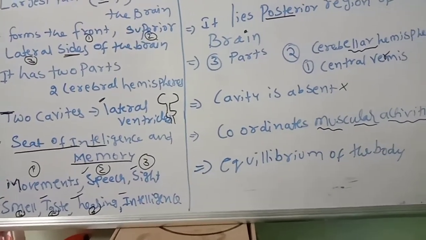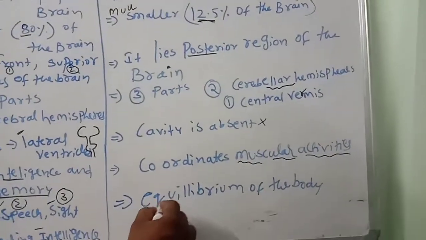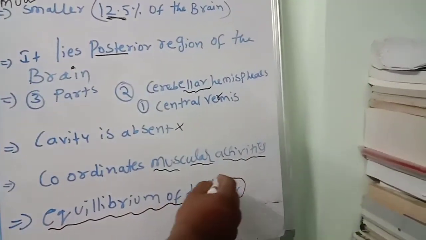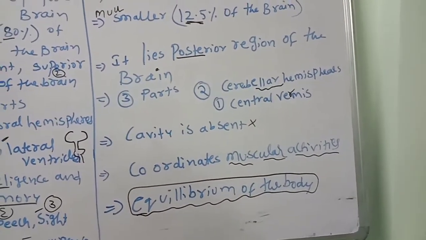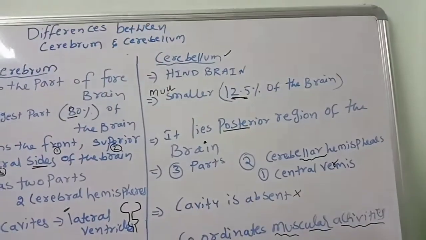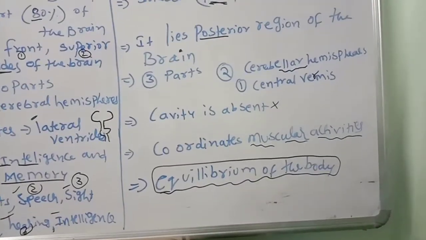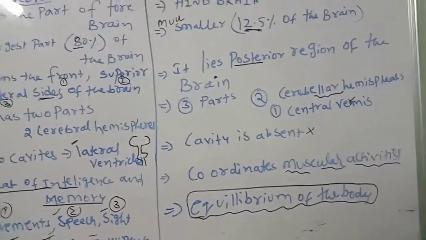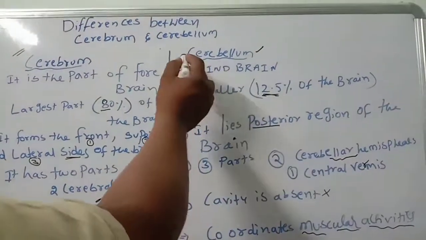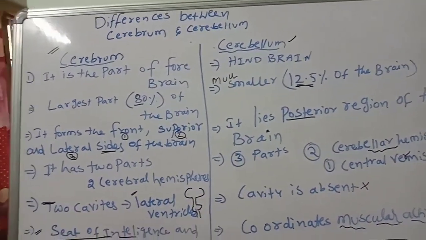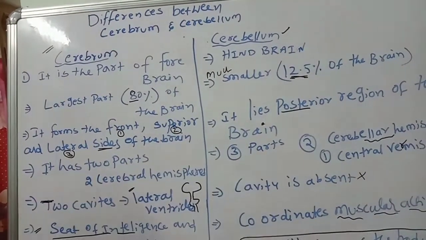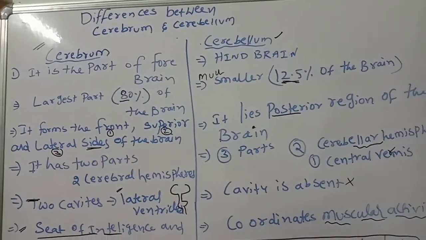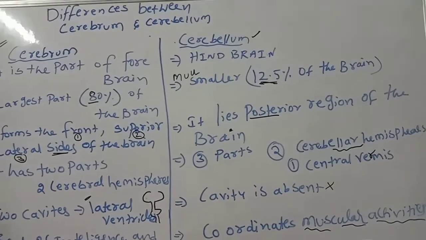And what about the cerebellum? The cerebellum maintains your equilibrium, so we are standing properly, we are not falling because of the cerebellum. The balance is going on in our body, our equilibrium is maintained because of the cerebellum. So these two are the very important parts of the brain. These are the major differences between the cerebrum and cerebellum.